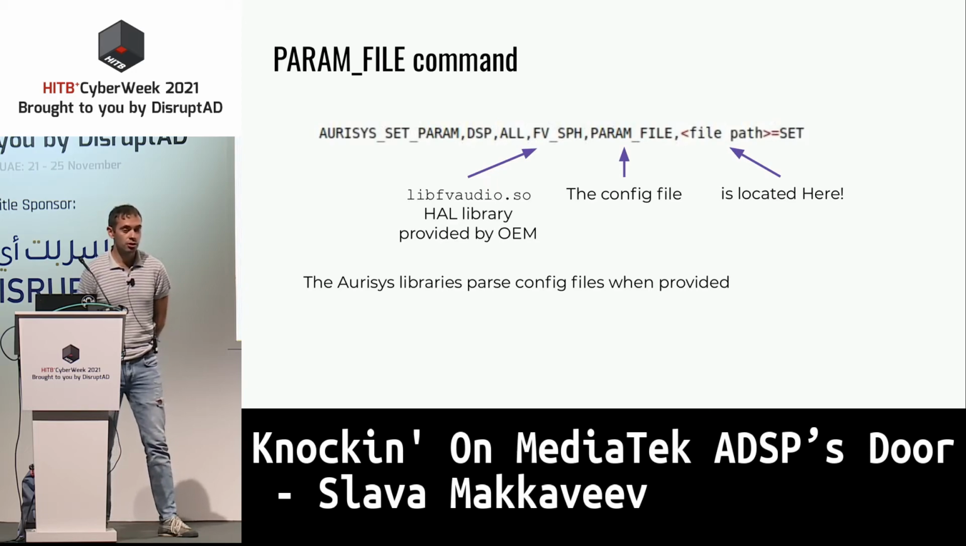The param file command allows an unprivileged Android application to indicate where the configuration file for a particular ORISIS library is located. And it should be noted that Android vendors and chip manufacturers don't properly check the configuration files, because they are not available for unprivileged users. But in our case, we control the configuration files, and the MediaTek HAL configuration becomes an attack vector, and an attacker can provide a malformed configuration file to crash a particular ORISIS library, which could lead to local privilege escalation.